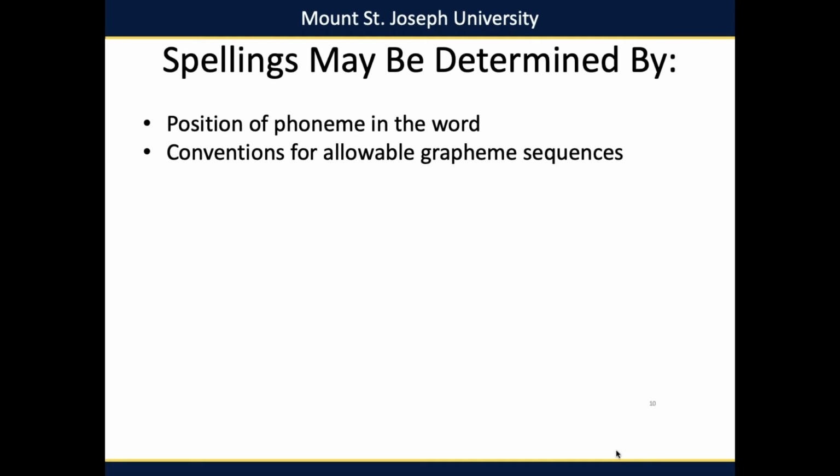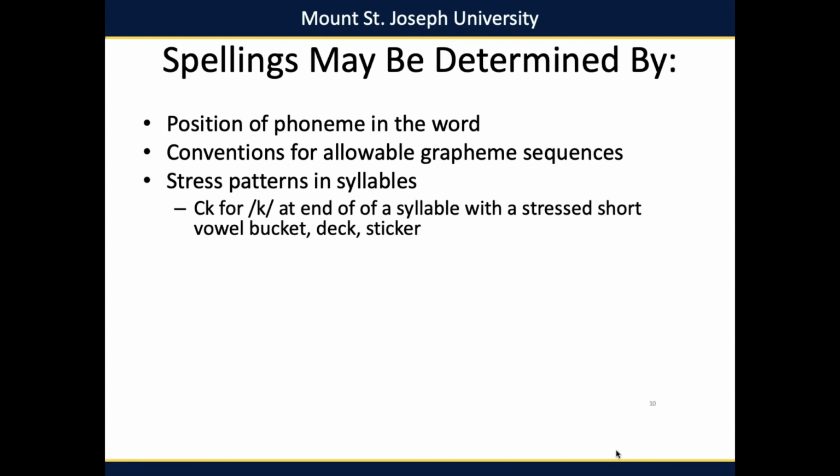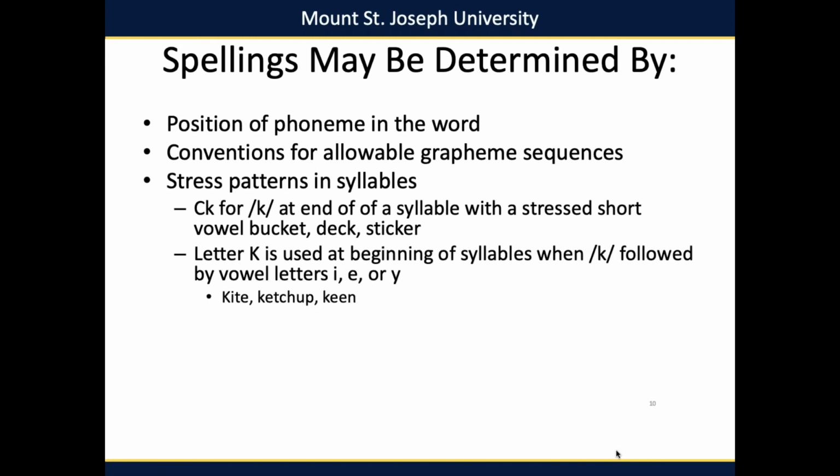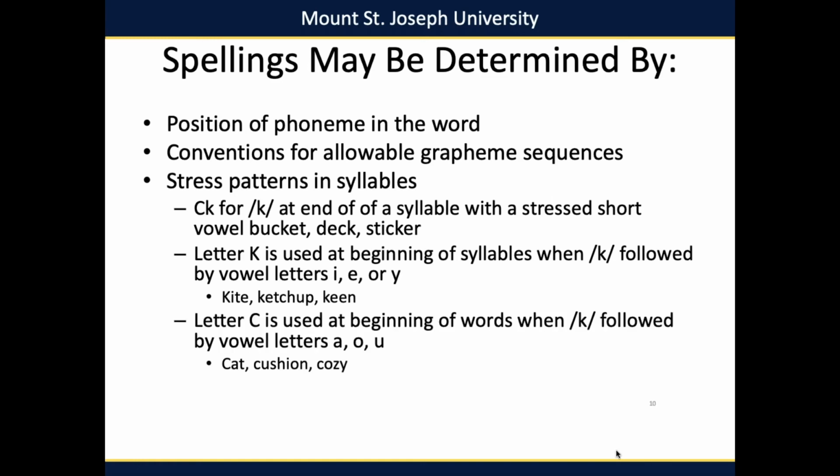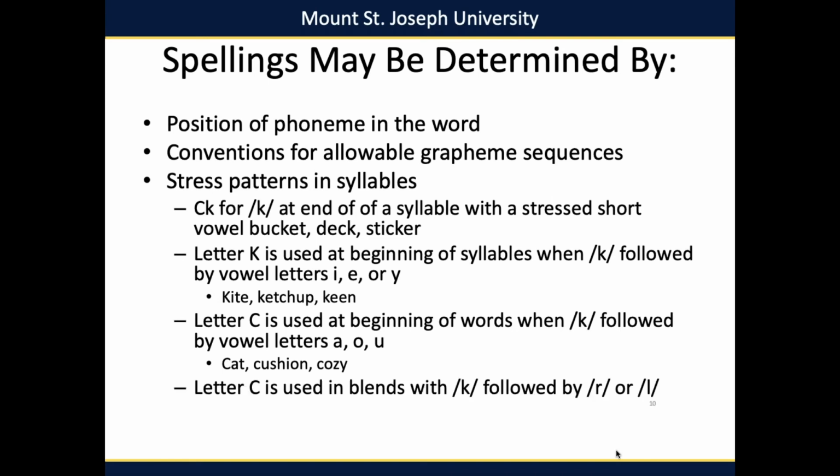Use CK right after a stressed short vowel. Letter K is used right after a vowel team or another consonant, N, L, R, or S. The letter C is used before the vowel letters A, O, and U. And use letter K before the vowel letters E, I, and Y. Letter C is used in blends, followed by R or L. These are all patterns that can be explicitly taught to students.